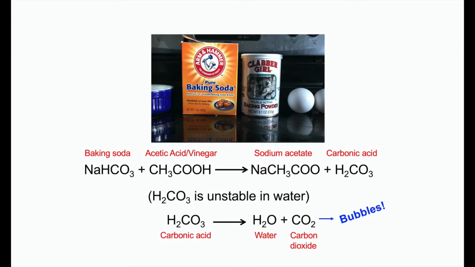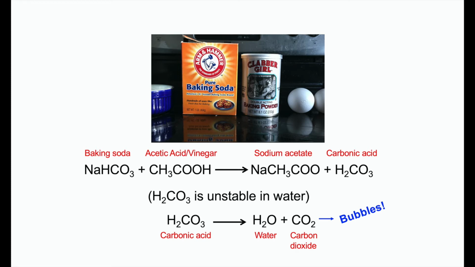Okay, just real quickly looking at the reaction between baking soda, or sodium bicarbonate, and an acid. In this example, I've just got our acid of choice being vinegar, or acetic acid. Sodium bicarbonate will react with acetic acid, and you'll get sodium acetate out of that. That's the first chemical there on the right-hand side of that equation. But importantly, you also get carbonic acid, H2CO3.